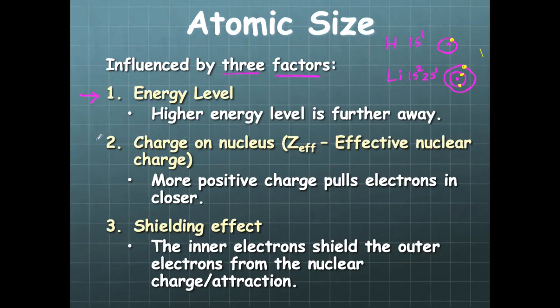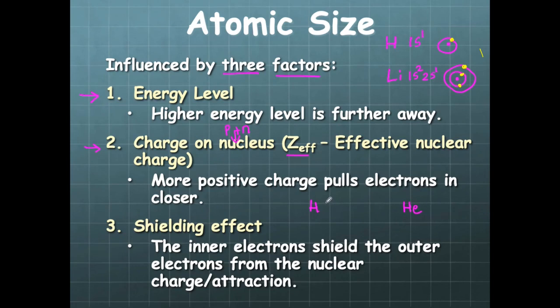Okay, so let's look at the second one, which is the charge on the nucleus, also known as Z effective or effective nuclear charge. We know that inside the nucleus we have protons and neutrons. Neutrons are neutral in charge, and protons are positively charged. So the charge on the nucleus is because of the protons. The more protons, the greater the charge on the nucleus. Let's compare two different elements, starting with hydrogen and helium.